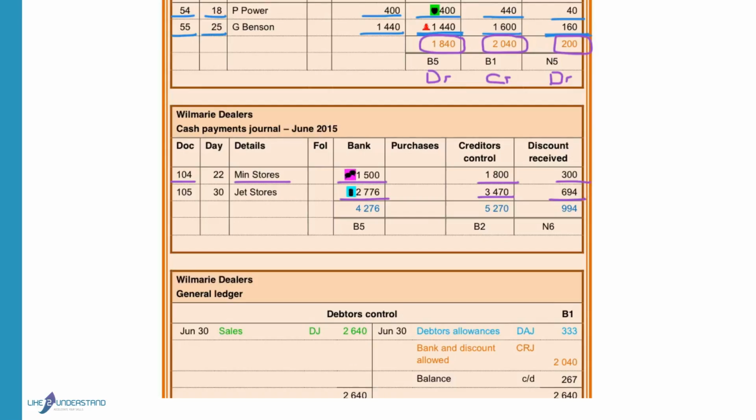In the cash payments journal, the bank will be credited because we take money out of the bank. Creditors decrease on the debit side. Discount received is an income. Income increases on the credit side. And if we add the amount on the credit side in the bank and the amount on the credit side of discount received, it will equal the debits in creditors control on the debit side.